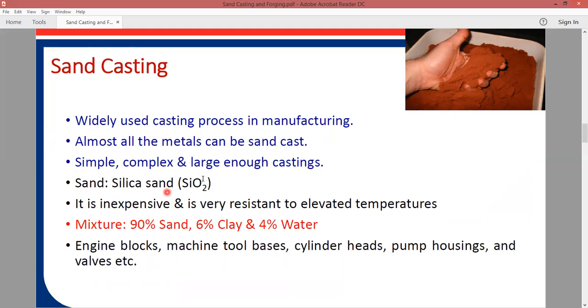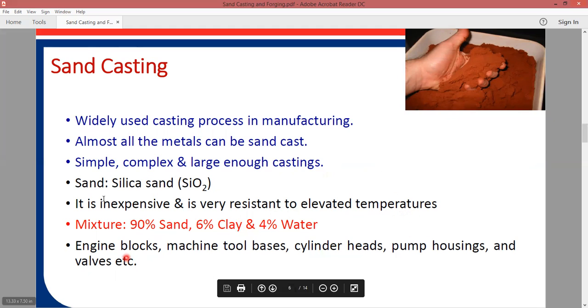Silica sand is the material which is used as bonding agent. What is the mixture consisting of this molding sand? It is 90% of the sand, 6% of the clay and 4% of the water. So this is the mixture which consists of molding sand. It is inexpensive and very resistant to elevated temperature.